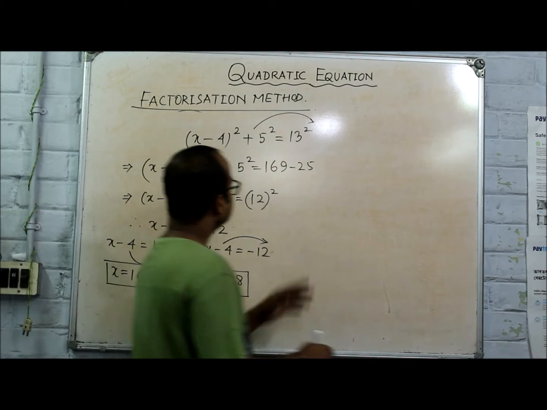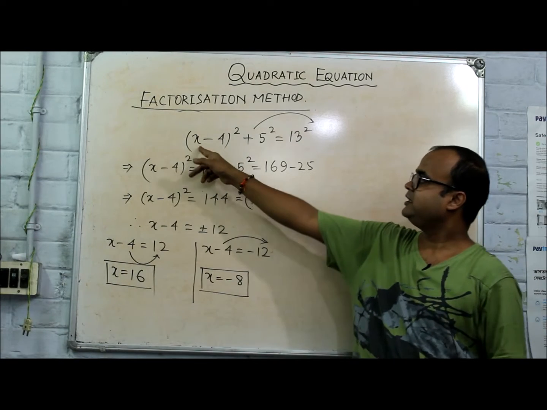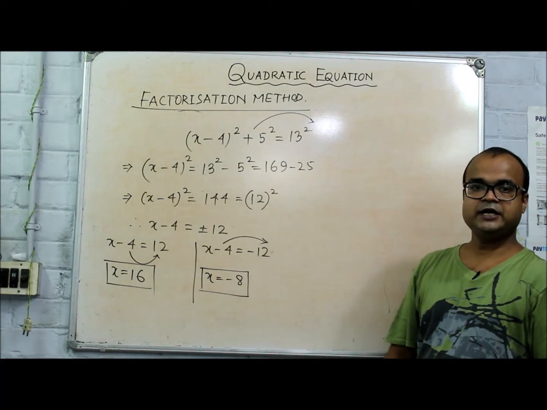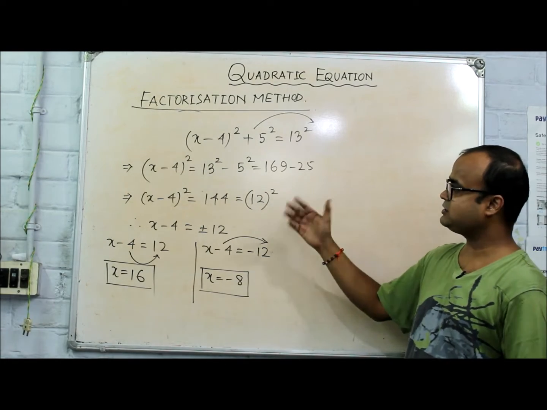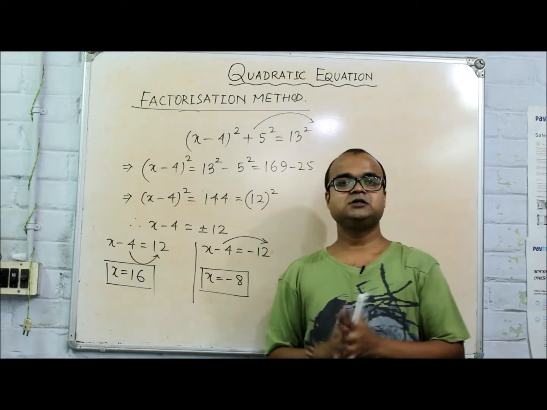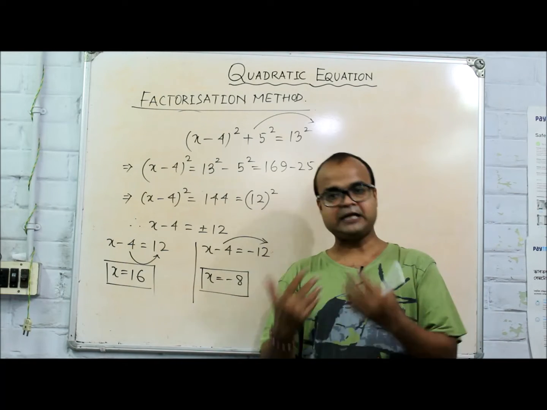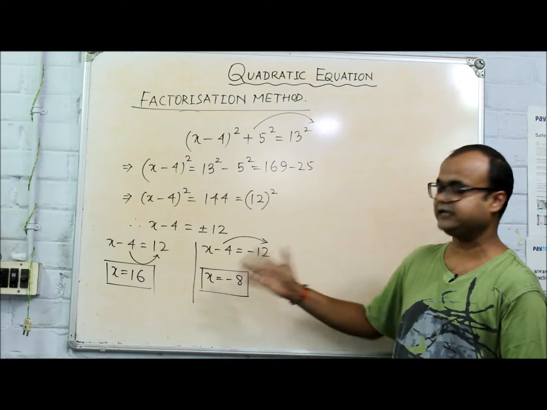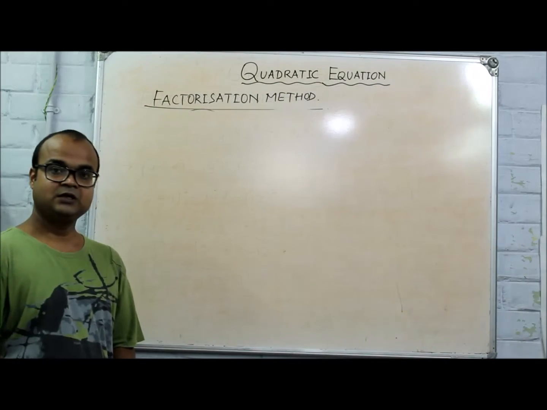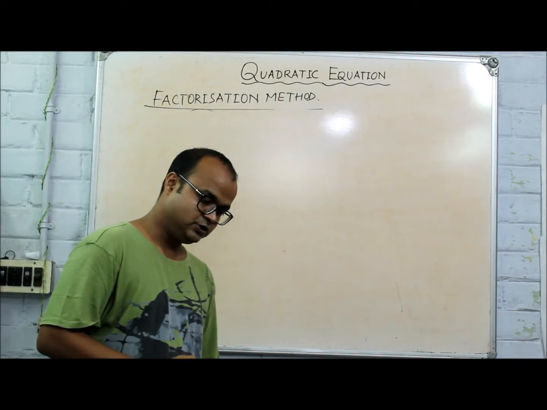Or you can apply the formula here, the a minus b whole square formula, a square minus 2ab plus b square, then reduce it and write it in the standard form and then apply the middle term factorization to solve this equation. Now let us take another example.